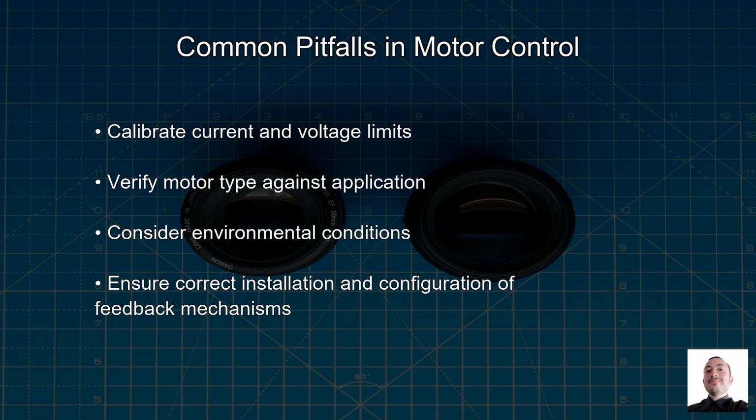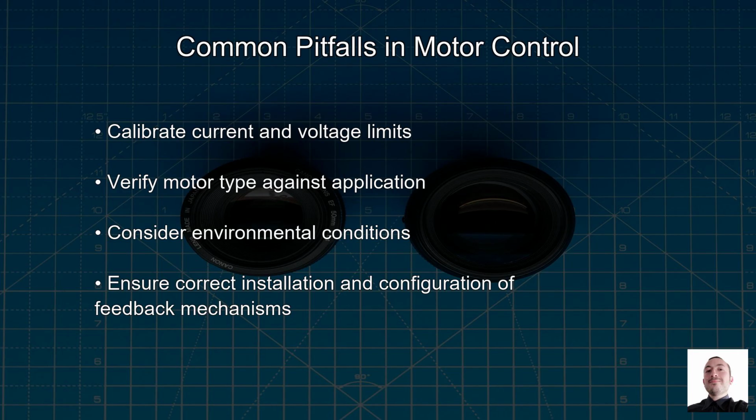One of the most common pitfalls in motor control is improper calibration of the motor parameters. Imagine setting the motor's speed without correctly calibrating the current and voltage limits. This can lead to overheating and eventual failure. Another frequent issue is the incorrect selection of motor type for the application. Using a universal motor where a stepper motor is required can result in inconsistent performance. To avoid this, always verify the motor specifications against the application requirements.